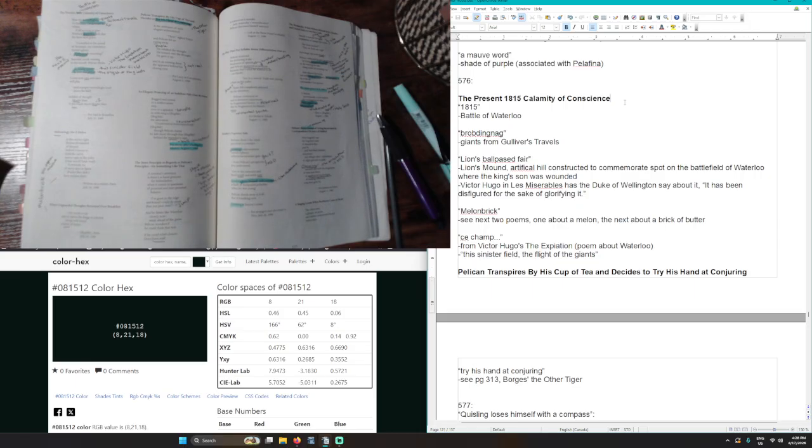And then we have this French phrase, c'est champ sinister, la fuite des giants. Listen, I have a hard enough time with English. My French and other languages are going to be absolutely horrible. This is from a poem by Victor Hugo called The Expiation, which is a poem about Waterloo. So this whole page is about Waterloo, it seems. And the translation of that into English is This Sinister Field, the Flight of Giants.